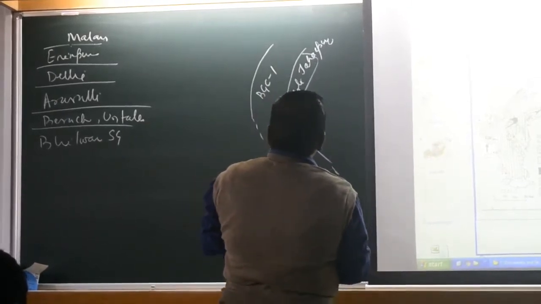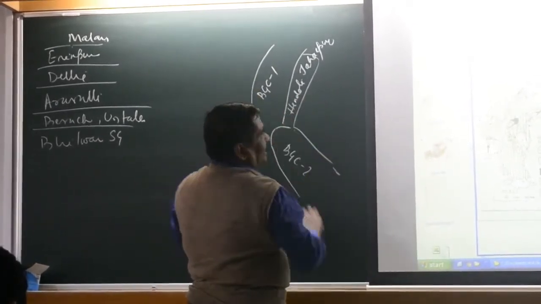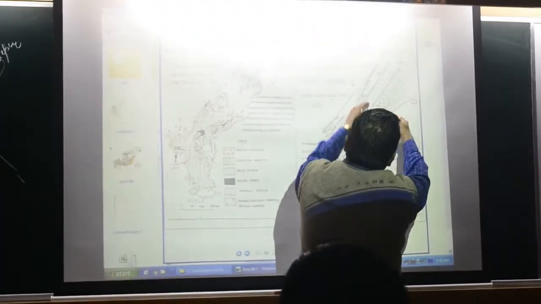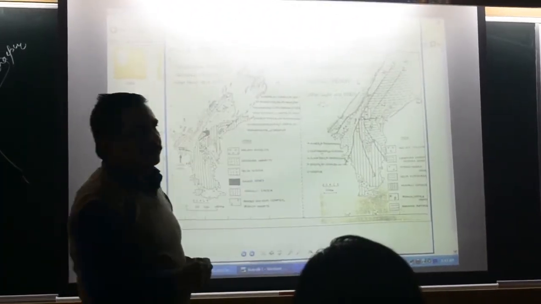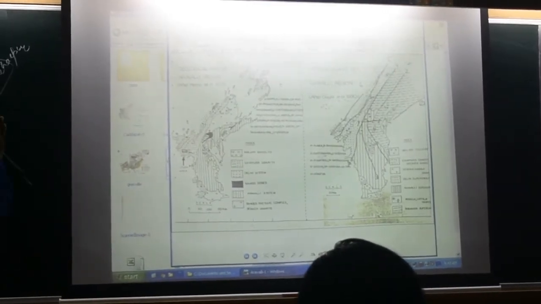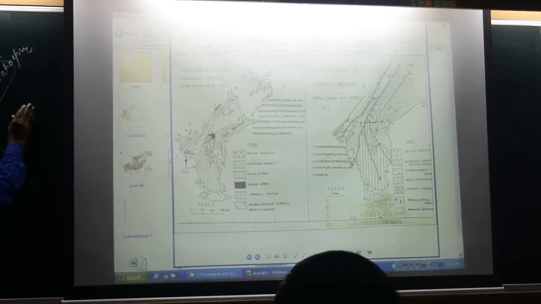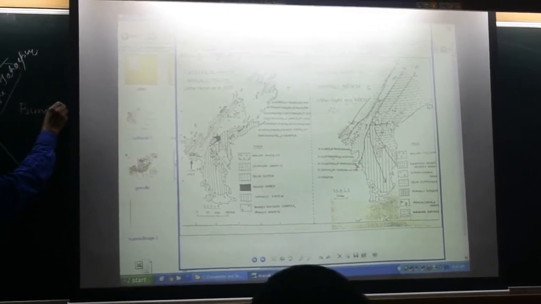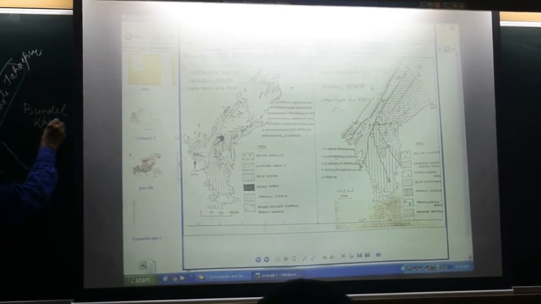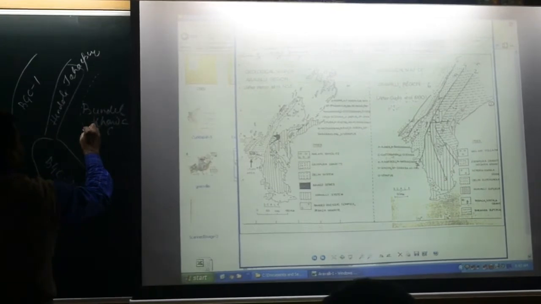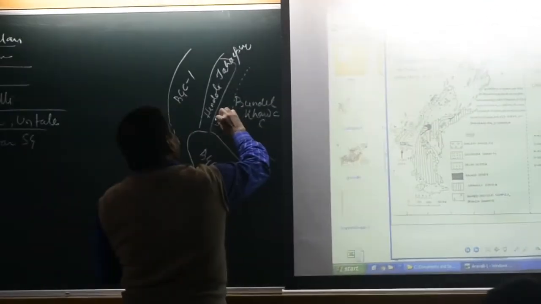Now, you see this belt, it has become curved, can you see this thing? What is sitting here? This is the Bundelkhand pattern. Bundelkhand, on both sides, the three guys.